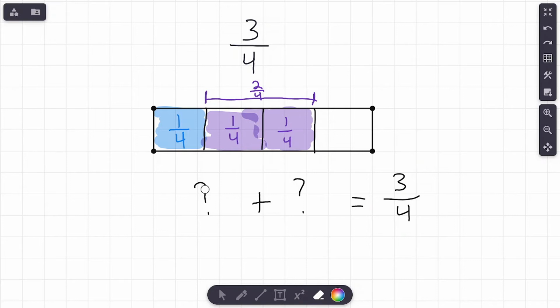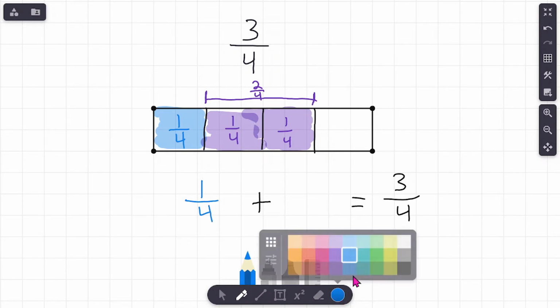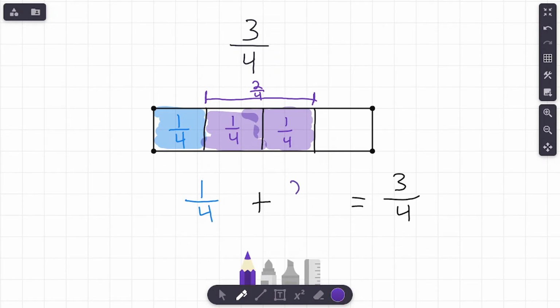We were trying to figure out what are two fractions we could add together to give us 3/4. Does anybody know? Okay, let me help you out here. How many sections are blue? 1 out of 4, 1/4. How many sections are purple? 2 out of 4. What is 1/4 plus 2/4? Ding, ding, ding. It's right here. 3/4. That would be the answer.